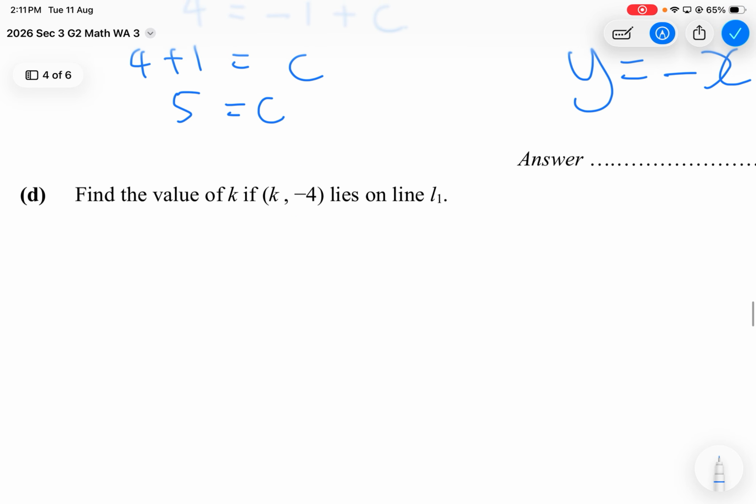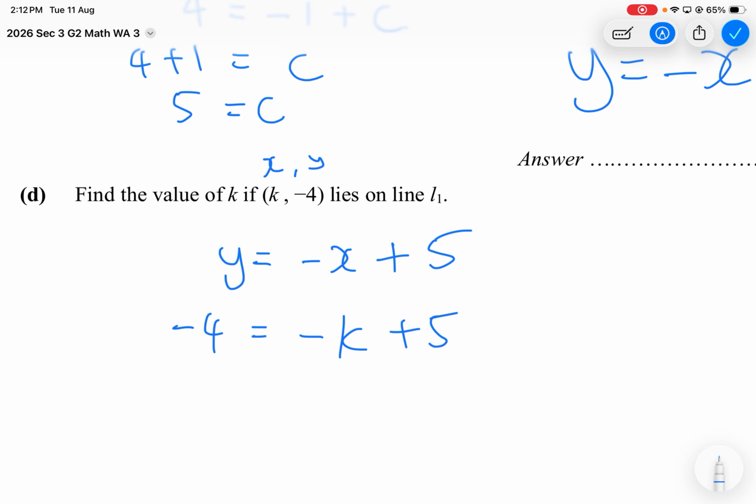Now I know this is the equation already. Then they tell me this point is on this line. This point is on this line. Meaning, the x and the y I put inside, it will be correct one. This time my k is my x. My negative 4 is my y. Coordinate x followed by y. So I just put it inside only. Negative 4 equals to negative k plus 5.